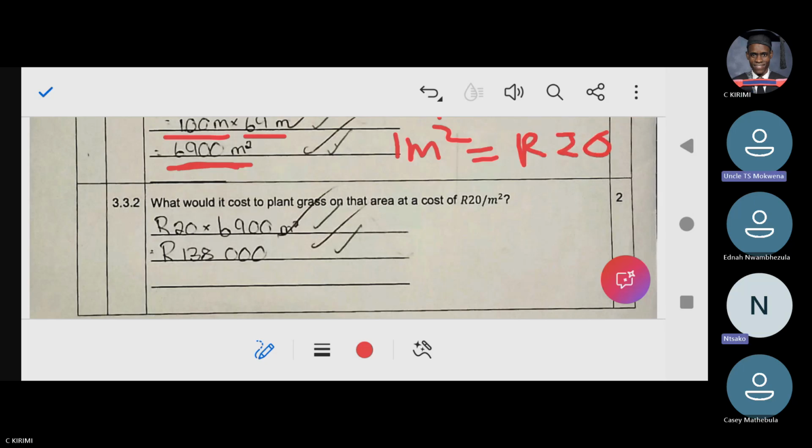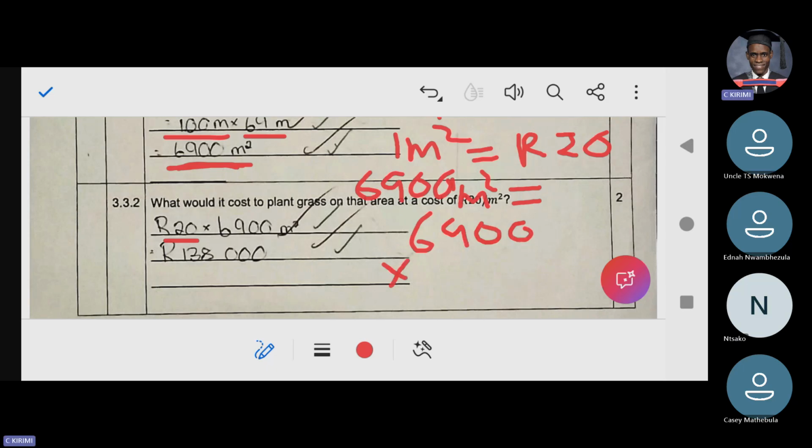20 rand. So if I want to cover 6,900 square meters, I multiply by what? We are just multiplying by 20. So you must know how to multiply using the vertical column method. 6,900, we are multiplying by 20.